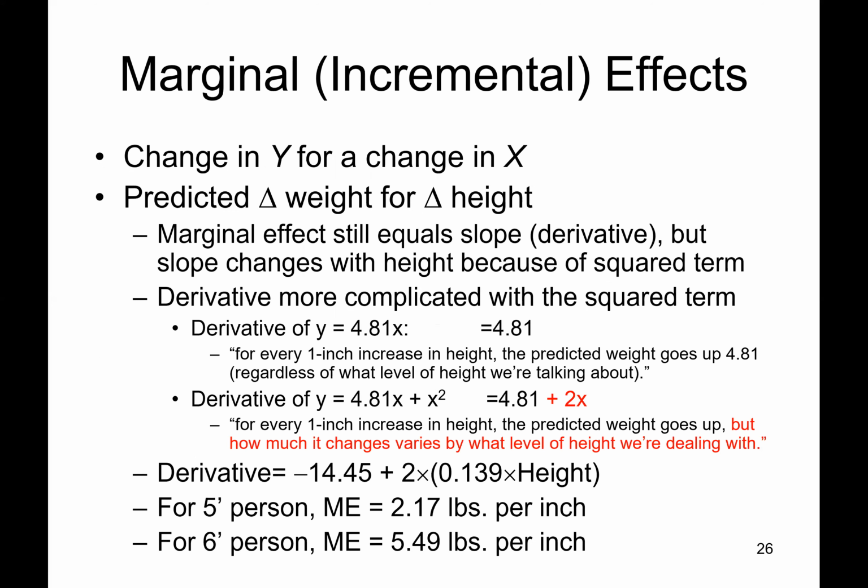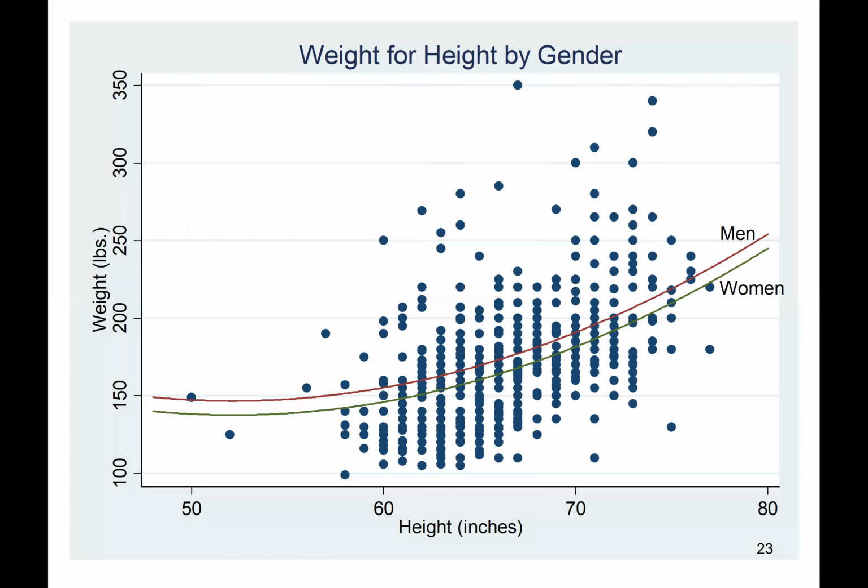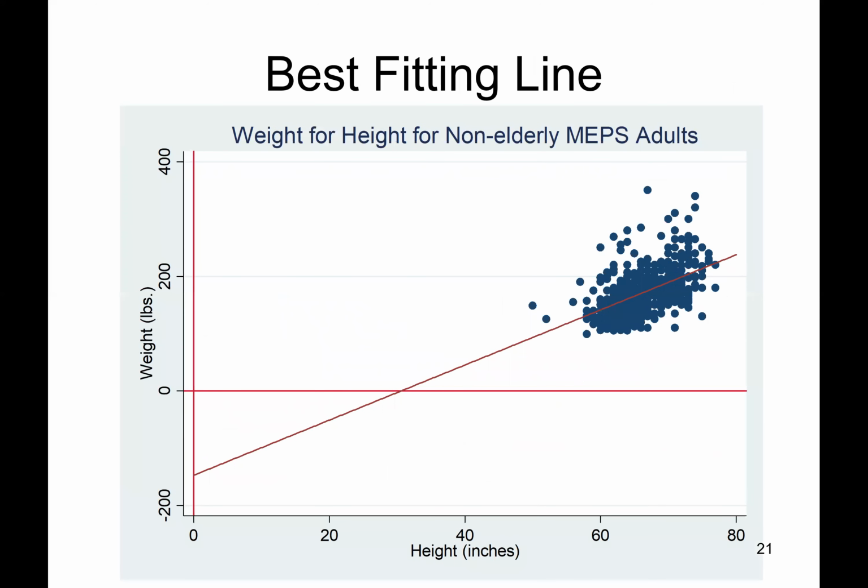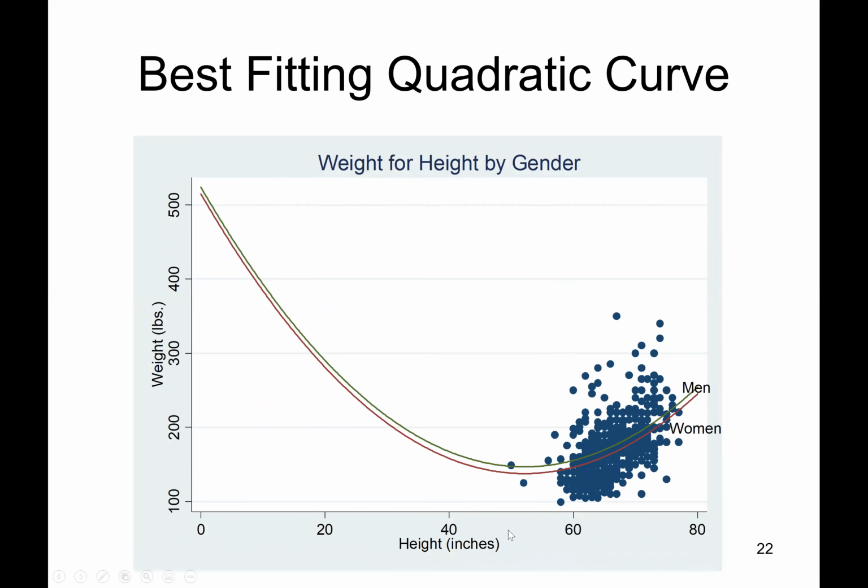So marginal or incremental effects follow this idea of a change in y for a change in x. We're looking at a predicted change in weight given some change in height. Now, as before, the marginal effect still equals the slope of the line, which is just the derivative, but the slope changes with height because of that squared term. Backing up here, this is really easy to calculate the slope because it's constant no matter whether we're at 20 inches of height, 40 inches, 80 inches. The slope is all the same.